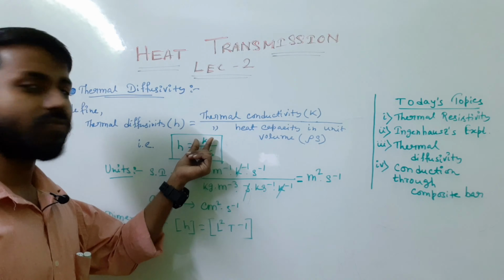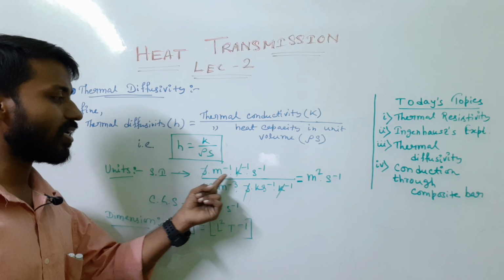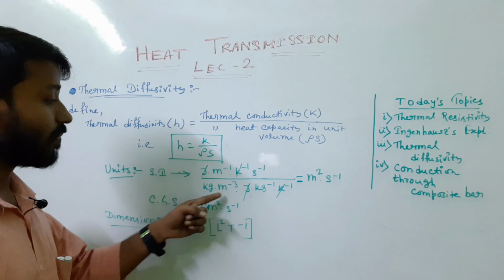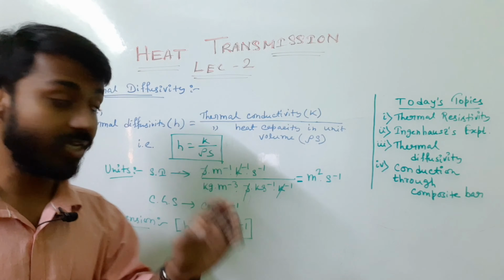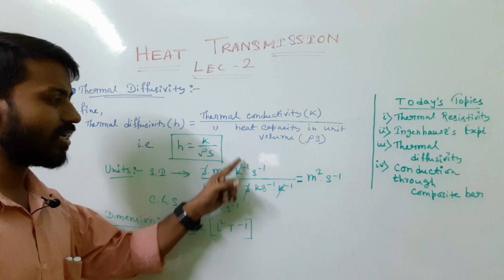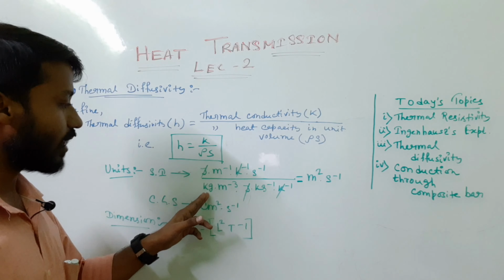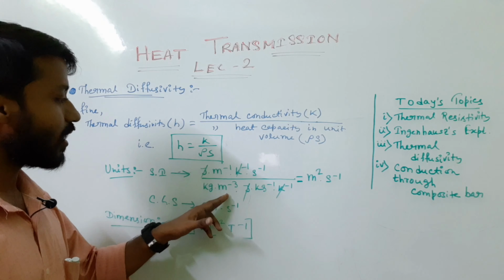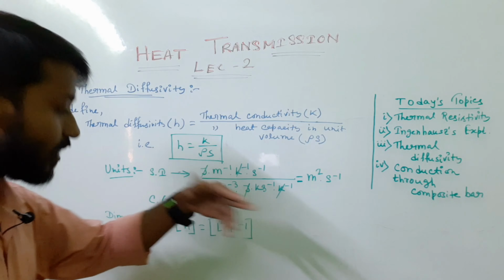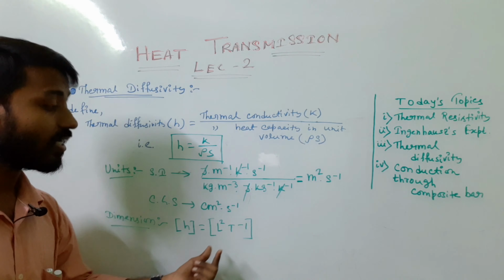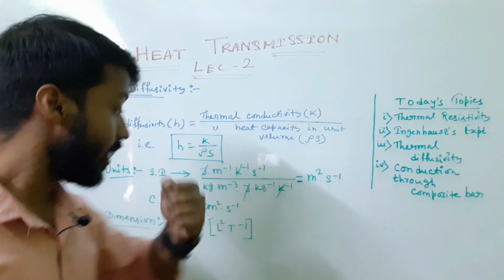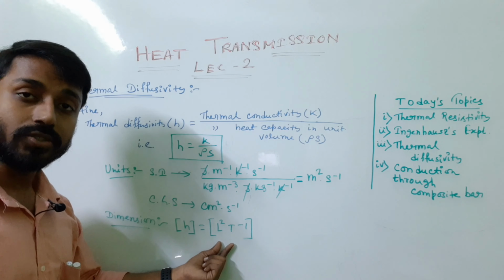First one will be the unit of thermal conductivity, that is joule meter inverse, Kelvin inverse, second inverse. Then is the rho, that is density, kg per meter cube. S, specific heat, joule per kg per Kelvin. Joule gets cancelled out, Kelvin inverse cancels out, kg minus 1, meter cube meter minus 1, so this will be meter square per second. Similarly in CGS, centimeter square second inverse. And similarly we can also find the dimension using units, that is L square T minus 1.